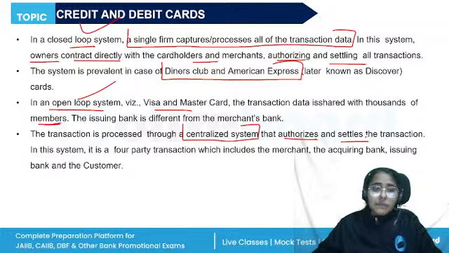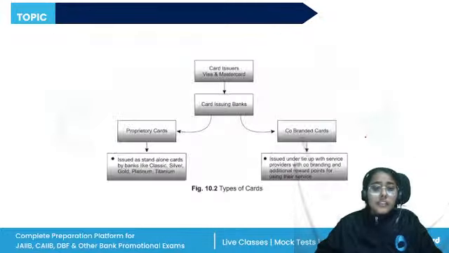So we have two types. The closed loop system, where a single firm performs all the operations in a transaction, and the open loop system, where a number of members are involved and the transaction data is shared among them. So these are the types of credit cards.